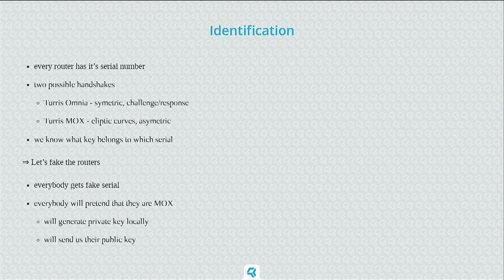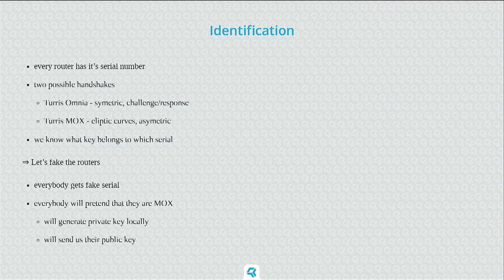Our approach to solving that is we will pretend that everybody is a router. And basically, we can generate fake serial numbers for everybody. That's fine. The harder part is the key. But since Turris mocks, we have the asymmetric cryptography, so we can use, again, elliptic curves, let people keep their private key and send us just the public key. And technically, we solved it.